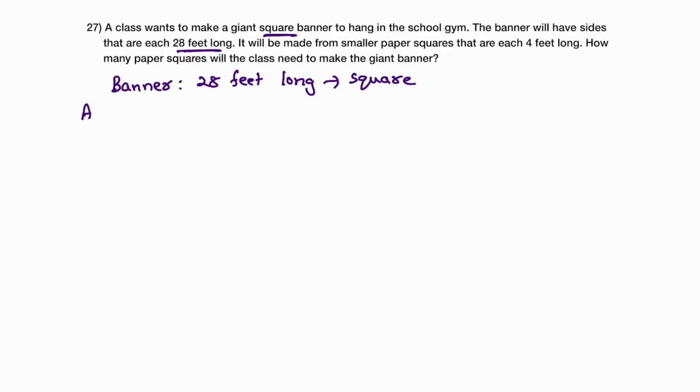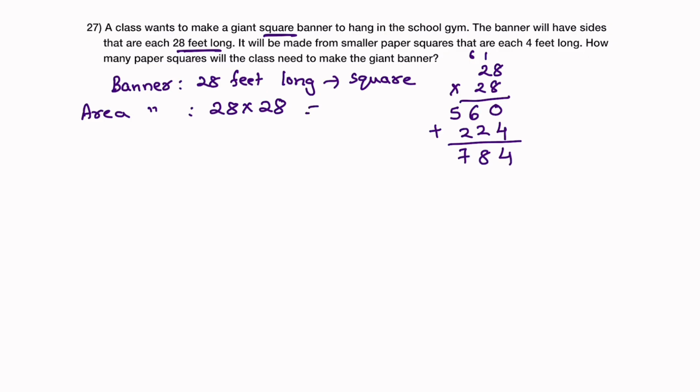So the area of the banner is going to be 28 times 28. That's basically the square of 28, right? So 28 times 28. 8 times 8 is 64, 6 carry. 8 times 2 is 16. 16 plus 6 is 22. 2 times 8 is 16, 1 carry. 2 times 2 is 4. 4 plus 1 is 5.